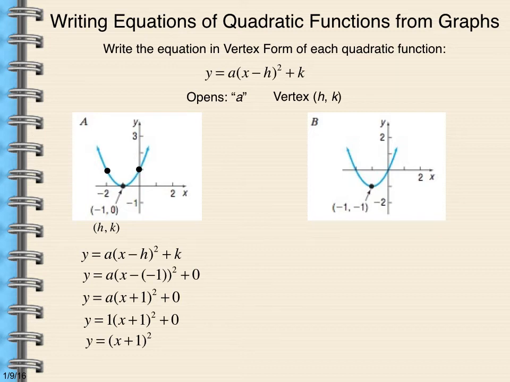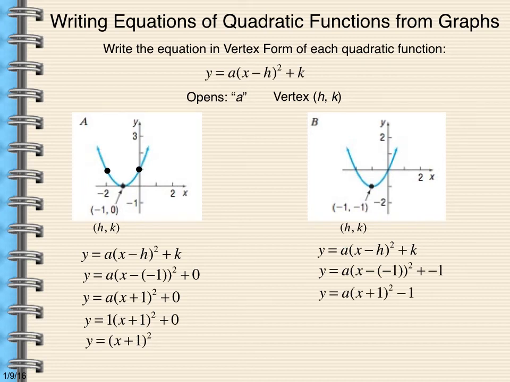Now we'll look at example B. We'll start with the vertex form and we'll look at the vertex. h is -1, k is -1. We'll substitute the h and the k into the parentheses and we will simplify the expression. Now to determine if A is 1, we know it's positive.